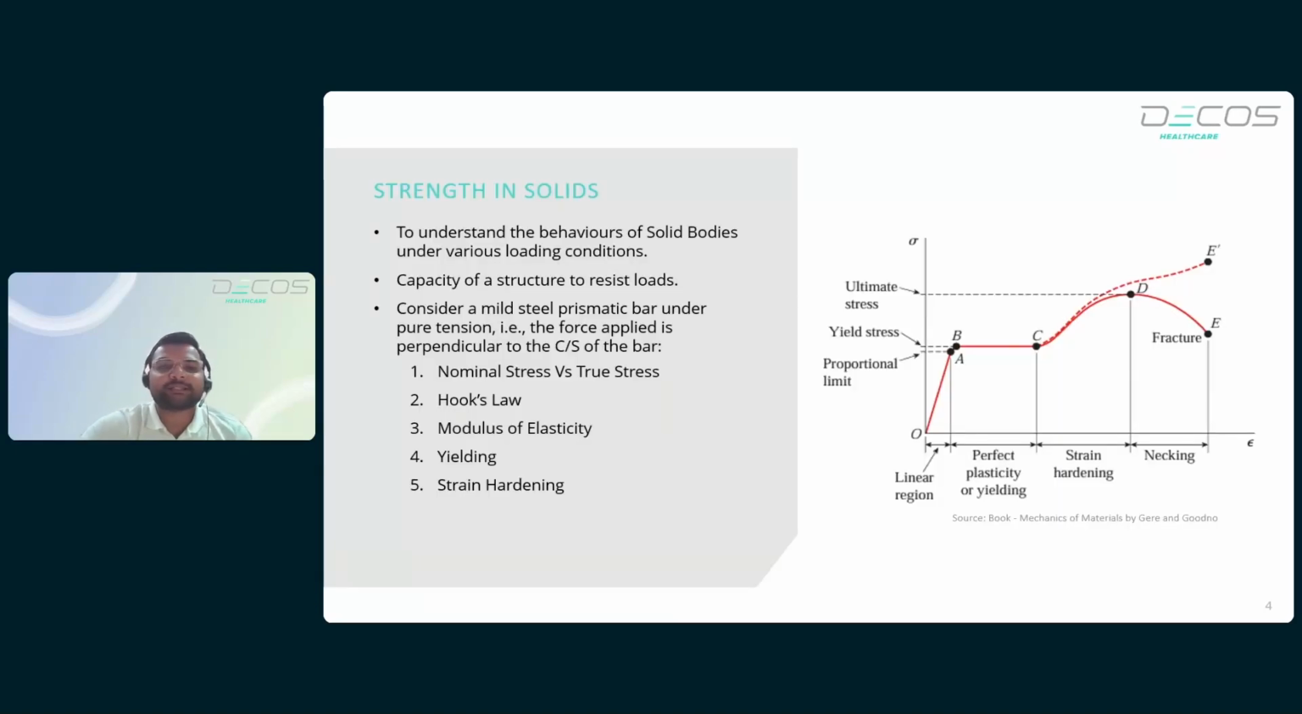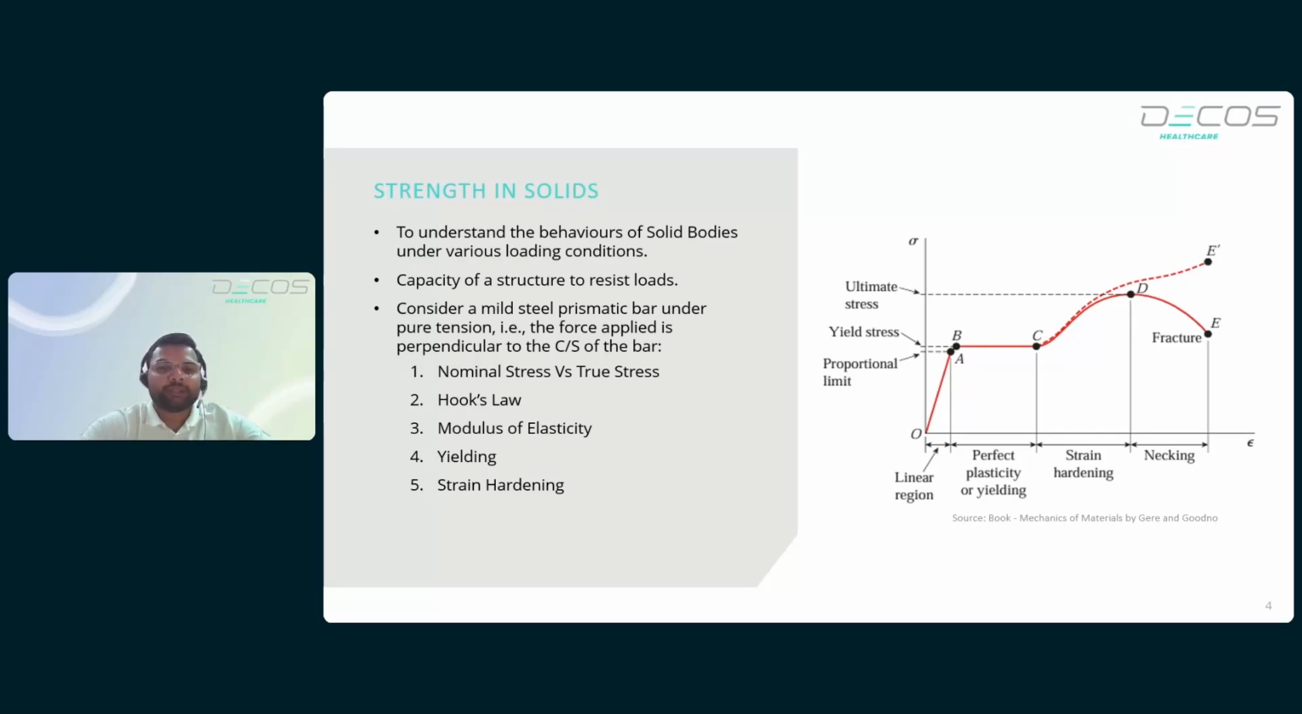First, let's understand why we need to know about solids and their behaviors under different loading conditions. To understand the strength of a solid, we must understand that each solid behaves differently under different sets of loads. If there are two parallel forces on both sides of a cube, one on the top side and another in the negative direction, then the body will be subjected to shear loading.